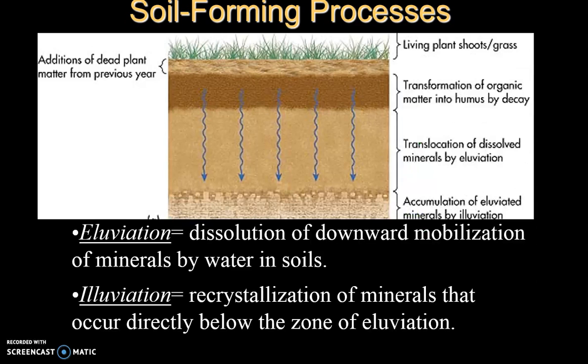So in talking about our soil forming process, we have our living plants and our grasses at the very top. Then we have our area of dead and decaying matter that starts to accumulate at the surface. And then we move into our transformation of organic matters into humus by decay. So humus is a soil terminology that's used to describe organic matter that's starting to break down.